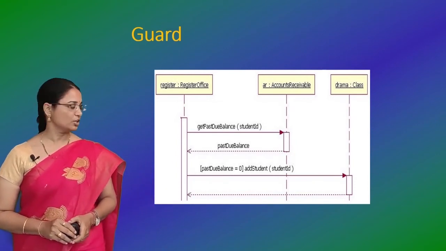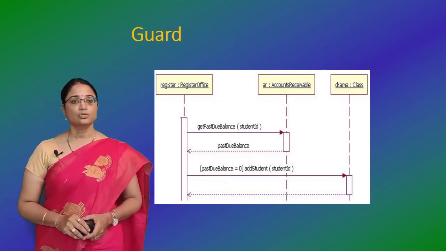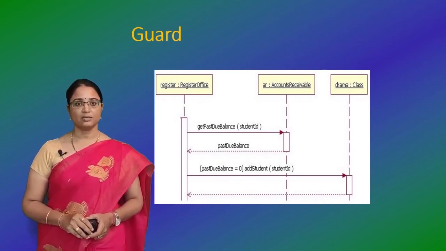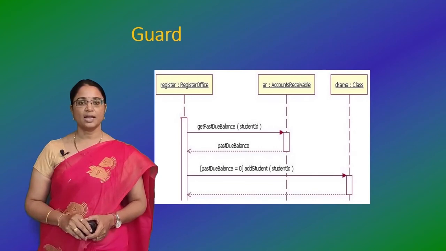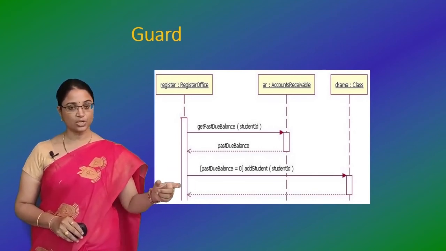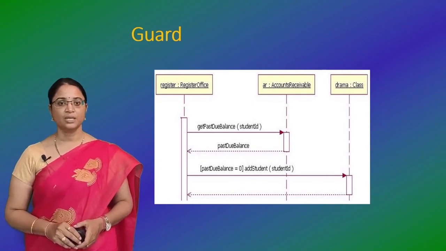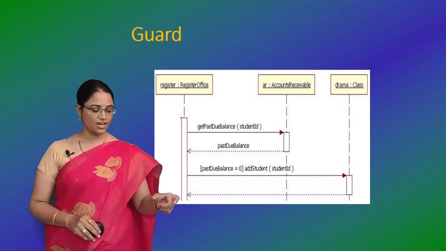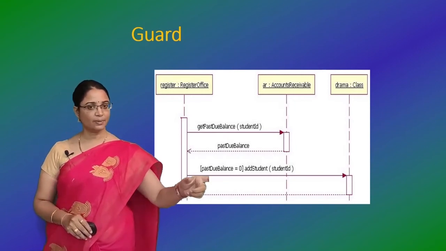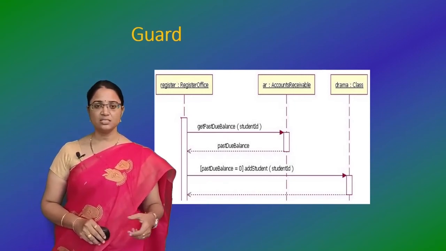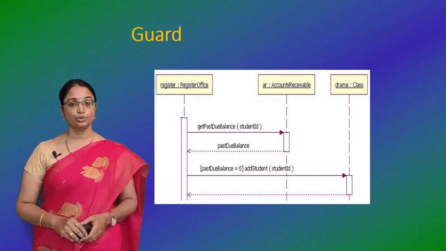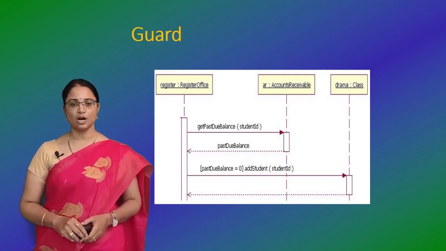See here, now you will understand what the figure is showing. Register office, accounts receivable, drama class. Get past balance. Okay, we'll give the student ID, and we'll send the request for the past balance to the accounts section. They will tell what the past due balance is. If the past due balance is 0, then his name will be added to the drama class. If there is any balance, then he can't attend the drama class. So if you want to show such types of conditions, you can go for the guard statements.